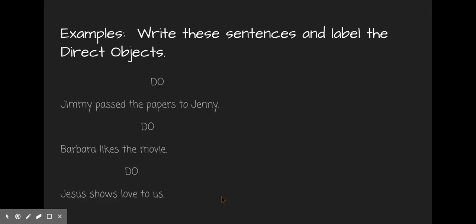All right, check your work. Our direct object in the first sentence is papers. The second sentence is movie, and the third sentence is love. Now be careful: to Jenny, he didn't pass Jenny, he passed papers.